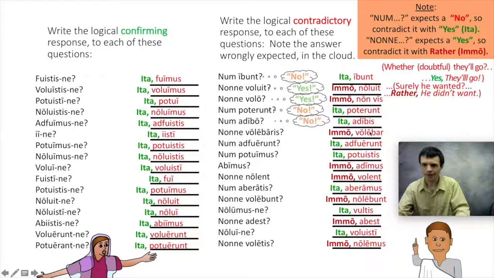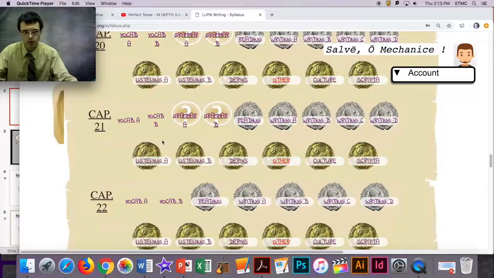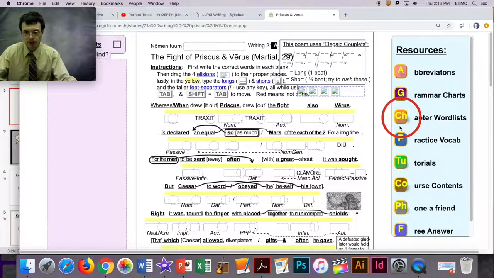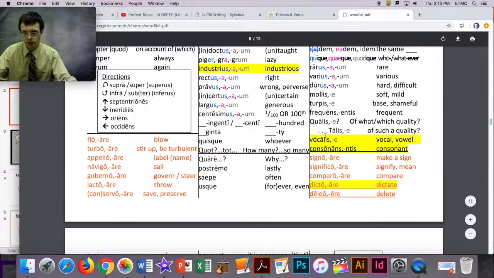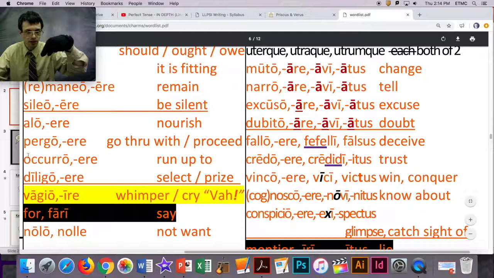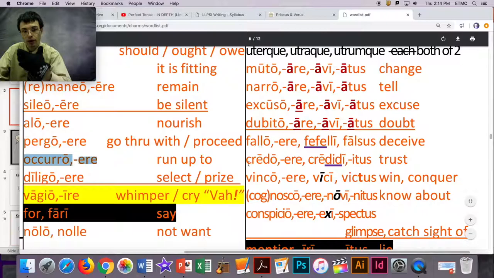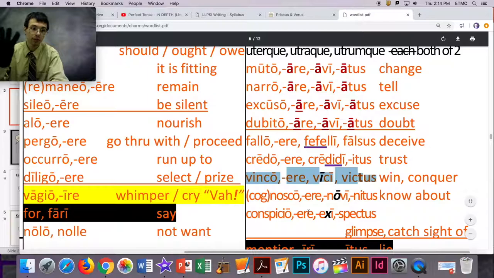So if you could do this column, then you've got the perfect tense's active voice about as well as I could possibly expect. So from now on, you need to start learning all four principal parts of every verb. If you go to a writing assignment and click on the chapter word lists, and then scroll down to chapter 21, and let's zoom in on this, you'll see that in previous chapters, I only gave you two principal parts of a verb. Now in chapter 21, and from now on, there's going to be four principal parts to the verb, and you need to memorize all four.